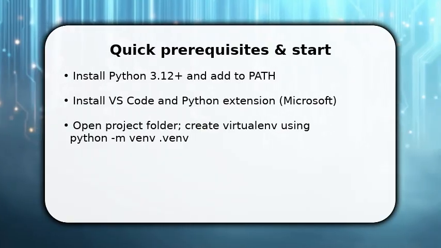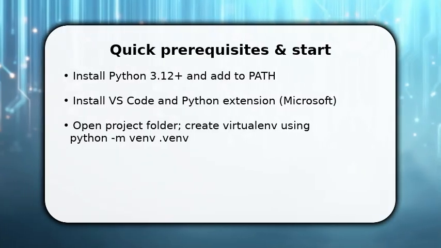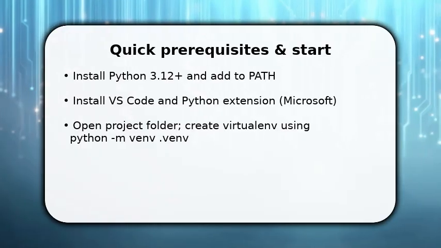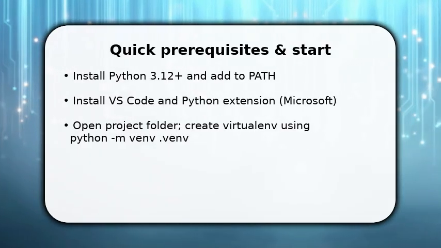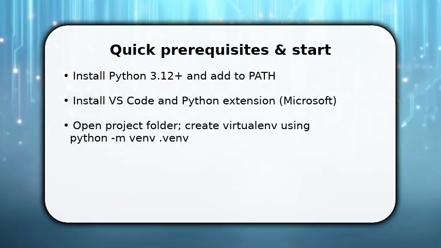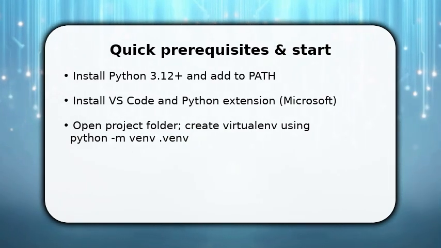Next, create and activate a virtual environment with python -m venv venv to isolate dependencies. This prevents global package conflicts. Make sure VS Code selects the venv interpreter in the status bar so linting, IntelliSense, and debugging use the correct environment before you add packages or write code.